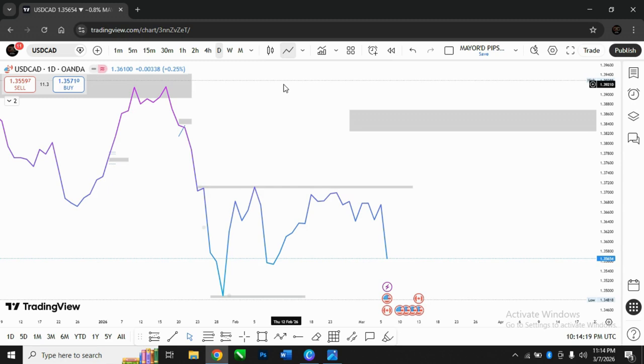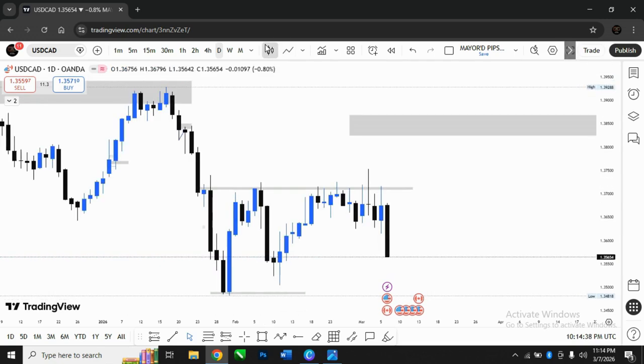So also, do not let it confuse you when you come across what they call Malaysian S&R. Malaysian S&R is the same thing as the support and resistance I am talking about right now. Malaysian S&R is Malaysian support and resistance, so it's still the same thing as support and resistance.